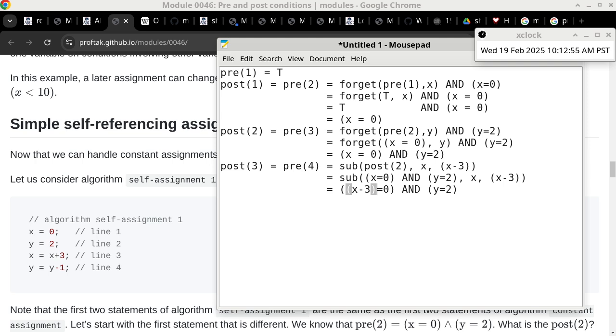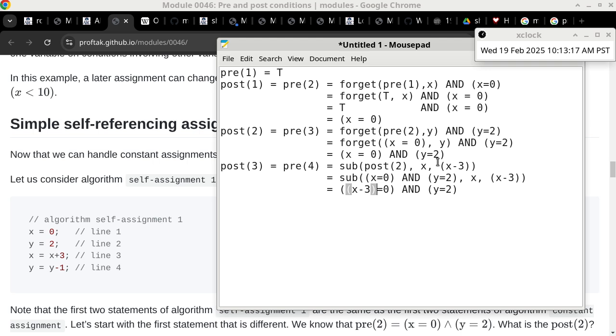So essentially, this says what I just mentioned a little bit earlier. What we knew about x is still true for the most part. We just have to reverse the new value of x back to what it was before line 3. That's what the x minus 3 is doing. Is that okay?